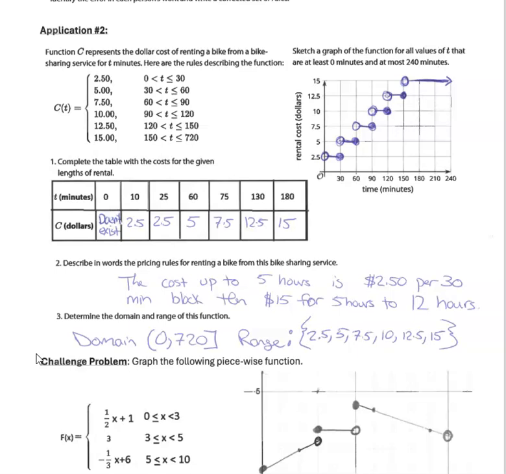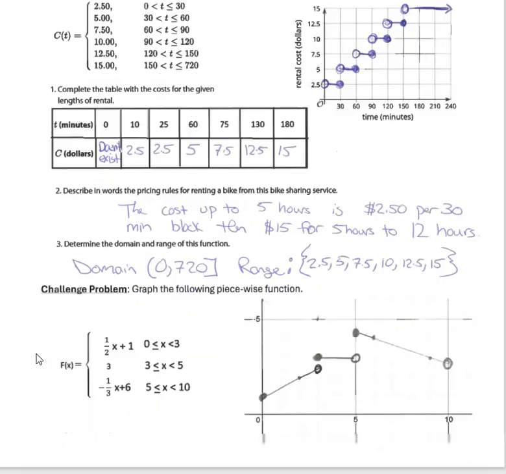And then the range. Now you cannot say the range is going from $2.50 to $15 using interval notation, because that's saying you can have an output anywhere between those. Instead, I just wrote out the numbers that were inside of my range. It's either $2.50, $5, $7.50, $10, $12.50, or $15.